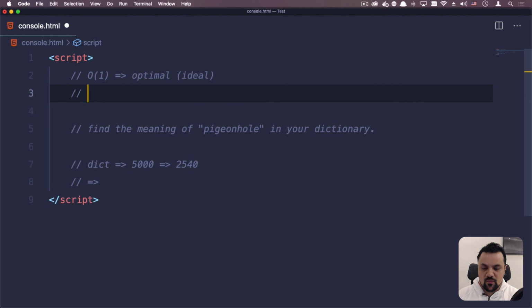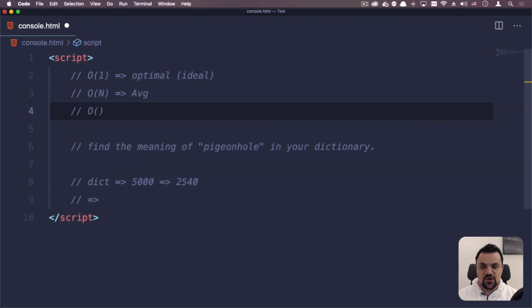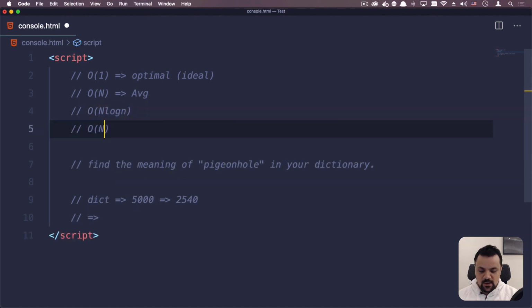And then we have probably O(N) efficiency to look for. We have O(N log N). We have O(N factorial) and many more that I really recommend you look up to see the differences between them. So keep that in mind. Not all your solutions will be efficient, but always try to improve your solution to the optimal case, to the ideal case. If it's not possible, then get at least to the nearest of it.